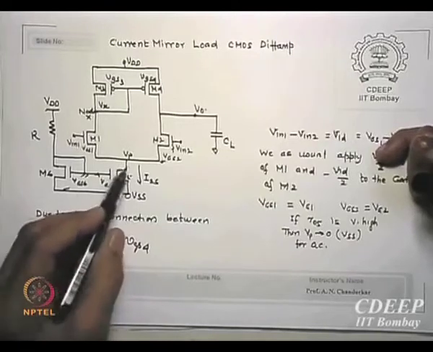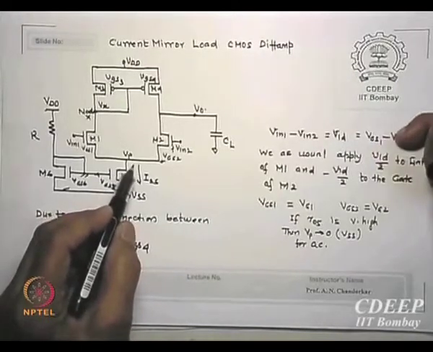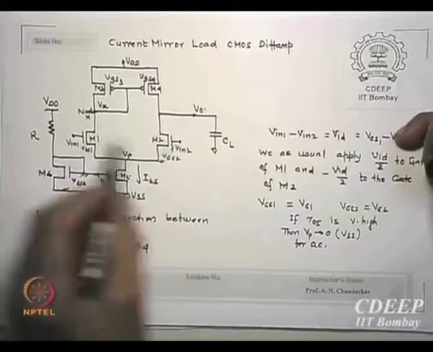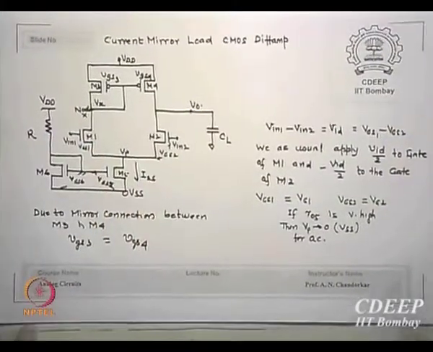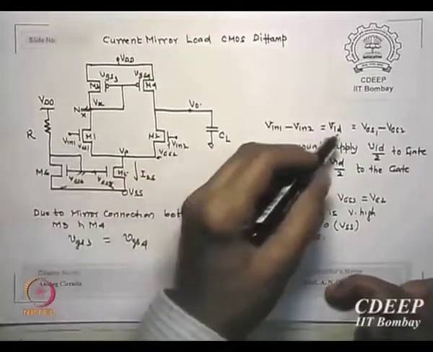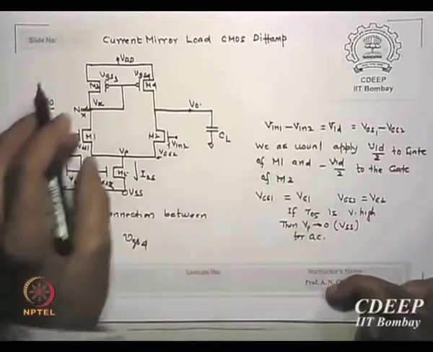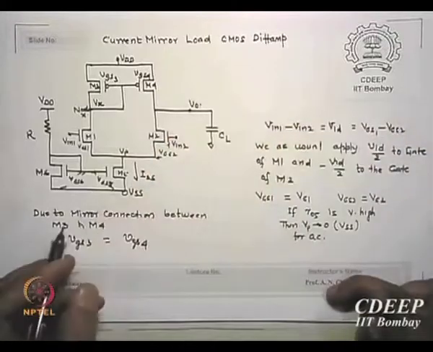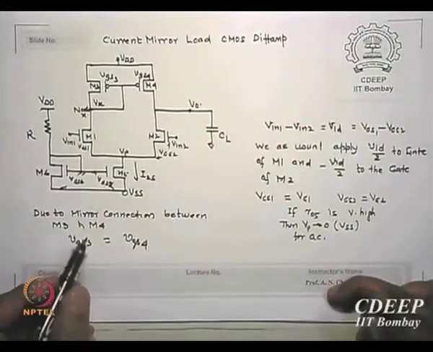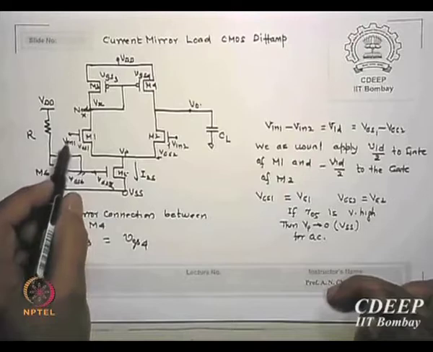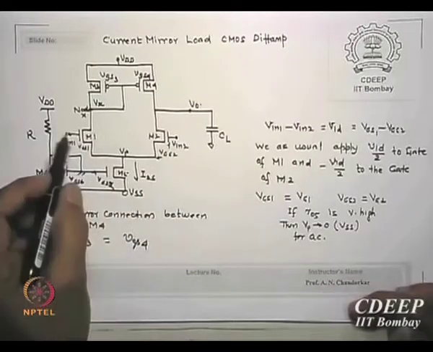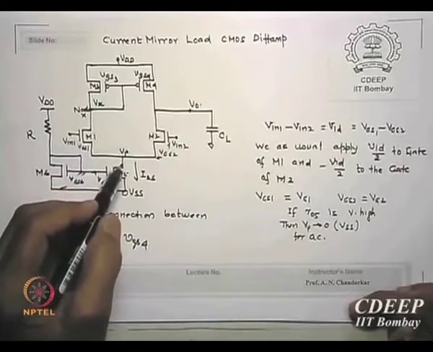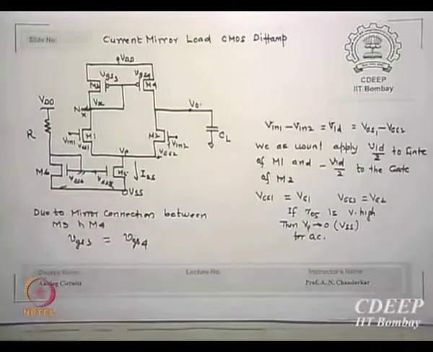This is a potential Vp. This is my M1, M2 and V this. Now a few things you should know from here. Vn1 minus Vn2 is Vid, which is nothing but Vgs1 minus Vgs2. We as usual apply Vid by 2 here and minus Vid by 2 to the other gate. We also know Vgs1 is equal to Vp. Why am I saying it? Vgs1 is the same as Vg.